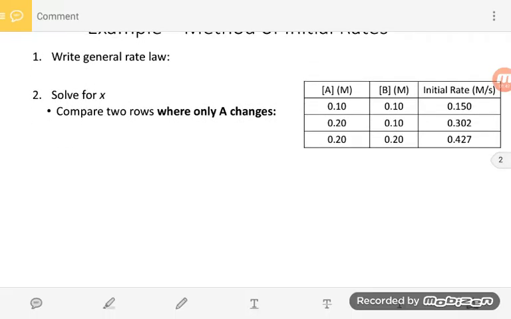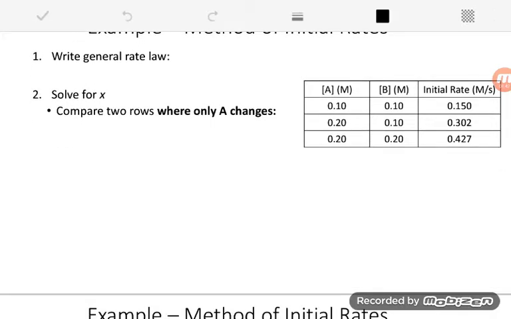The very first thing I like to do is write my general rate law. So that's rate equals, and it's always k, and then A raised to the x, and B raised to the y. Of course, if you have different molecules here, you'll just fill those in, but other than that, it'll pretty much always look the same. So we're trying to solve for three pieces here: k, x, and y. k we have to save till the very end. We cannot solve for k yet, so we need to start with either x or y.